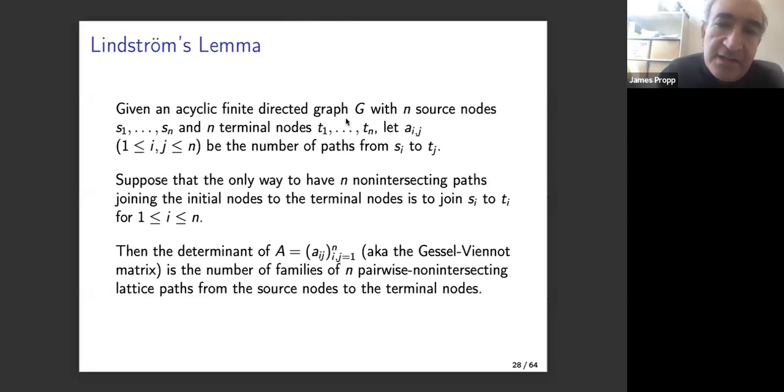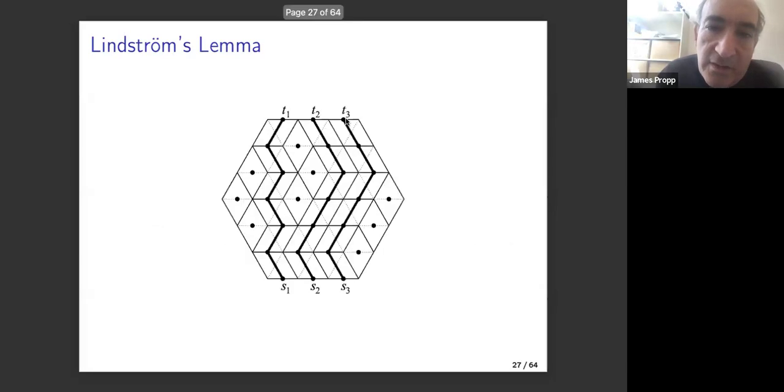So how do you count the number of lattice paths? Well, again, with linear algebra. So here's a general fact. Suppose we're given an acyclic finite directed graph G with n source nodes, S1 through Sn, and n terminal nodes, T1 through Tn. So going back to this picture, you should imagine that all the possible directed edges have been drawn in. So from S1, we can go up and to the left, but from S1, we can also go up and to the right. And from this vertex, we have edges going from here to here and from here to here. So all those edges are there.